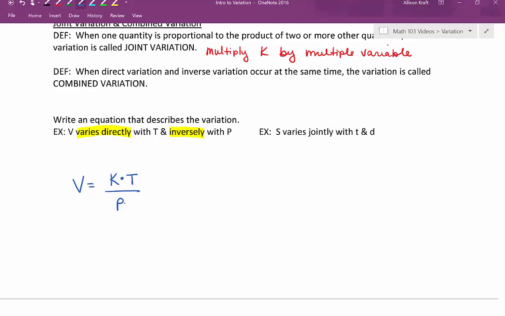Next we have S varies jointly with t and d. Joint variation means that we're multiplying k by multiple variables. So this is going to give us S equals k times t and d. S equals k times t times d.